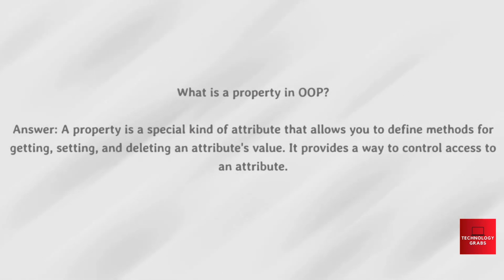What is a property in OOP? Answer: a property is a special kind of attribute that allows you to define methods for getting, setting, and deleting an attribute's value. It provides a way to control access to an attribute.